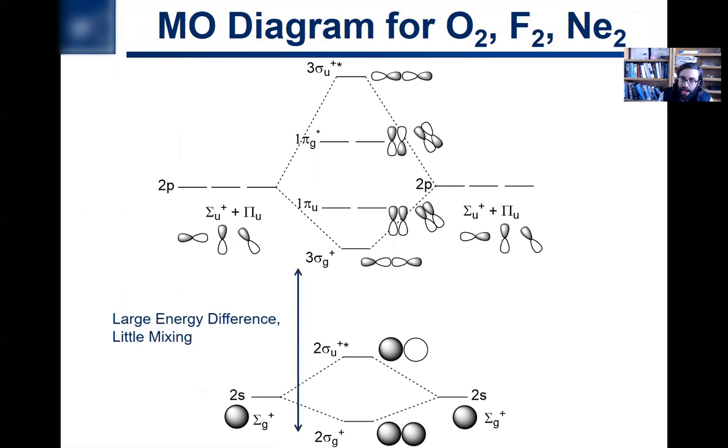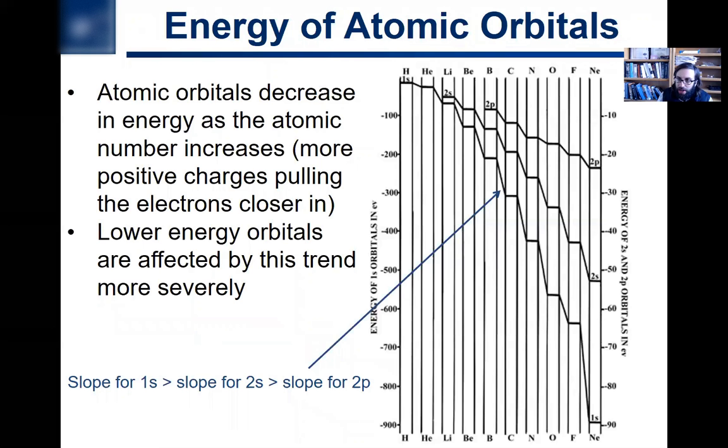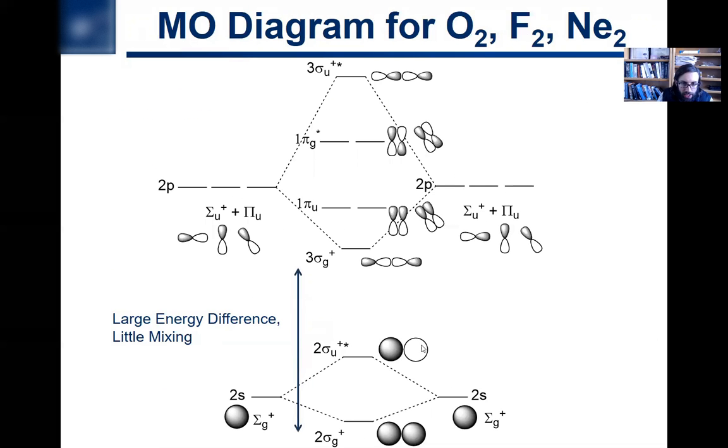So why is there a larger gap? So this is the correct energy order. There's no flip. Why is the gap larger for oxygen, fluorine, and neon? The answer lies in something we went over in the last video, which is the energy of the atomic orbitals. We're talking about the molecular orbital that came from the 2p's, the 3 sigma g plus, and the molecular orbital that came from the 2s, the 2 sigma g plus. So what we really care about to determine the energies of this 2 sigma g plus and this 3 sigma g plus, we need to know something about the energies of the 2p atomic orbitals and the 2s atomic orbitals.